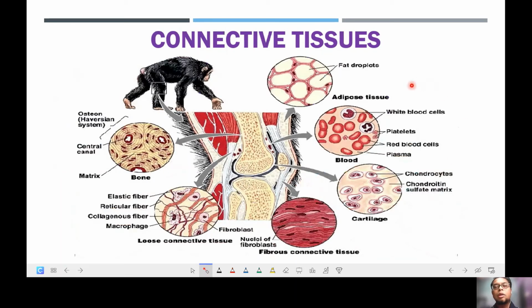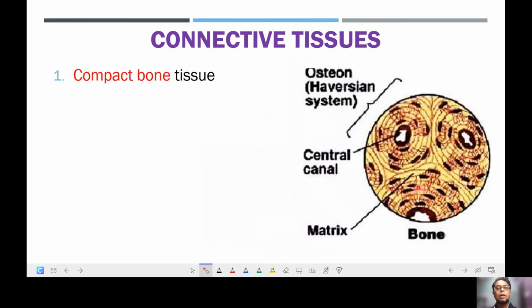Now let's move to another type, and that will be the connective tissues. As you can see, there are several types of connective tissues for animals and even humans. But we need to focus on the bone tissue, the cartilage tissue, and also the blood tissue. Now let's go to the first type of connective tissue, and that will be the compact bone tissue.